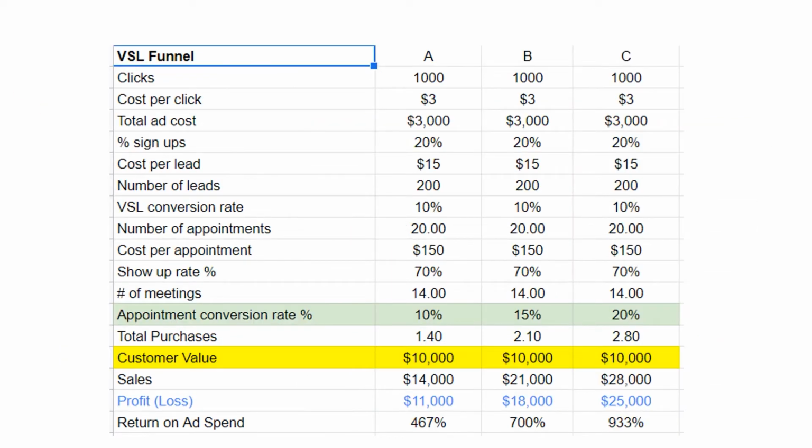All right, so let's look at the VSL funnel and what the figures are here. First of all, let's look at the ad cost. It's still the same ad cost, but bottom line, in a worst case scenario, we're looking at 4.67 times on our ad spend, 7 times in an ordinary case scenario, and 9.33 times in a good case scenario.